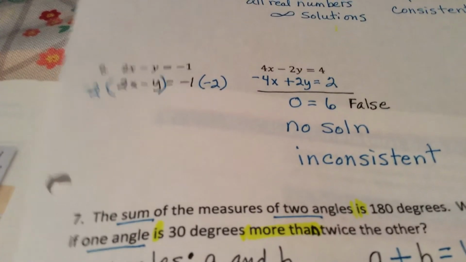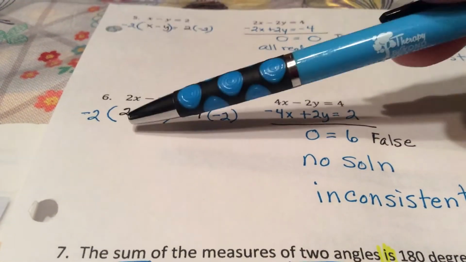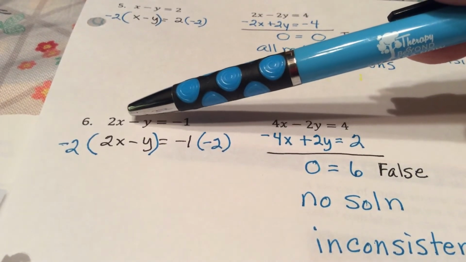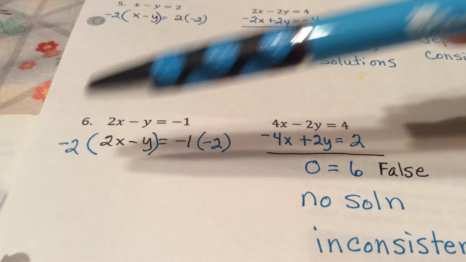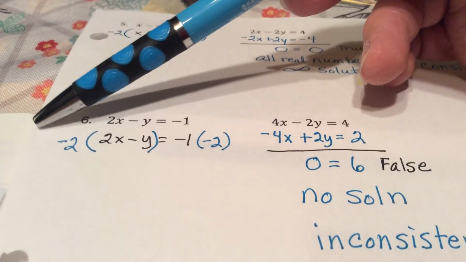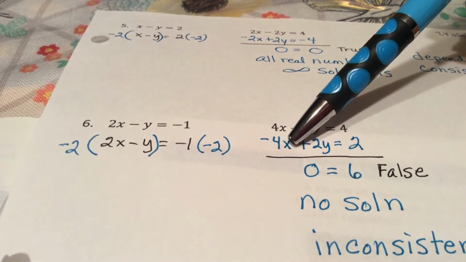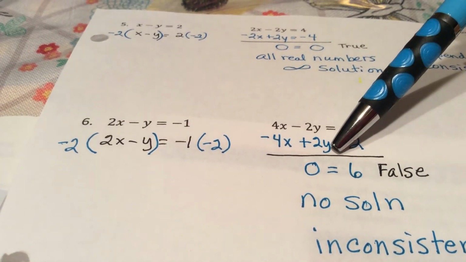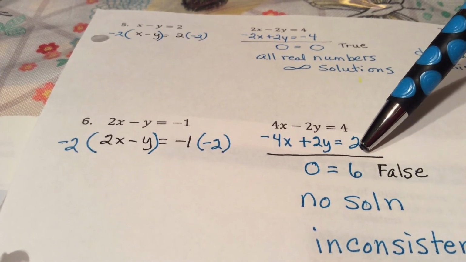On number 6, again, I took 2x minus y equals negative 2. I noticed that I'm going to eliminate the y's by multiplying this again by negative 2. I'm sorry, all of my examples seem to have negative 2 in them. All of your problems won't. Okay, so we're going to take negative 2 times 2x. We get negative 4x. Negative 2 times negative y gives us positive 2y. Negative 1 times negative 2 gives me a positive 2.